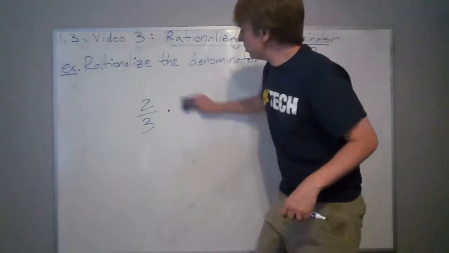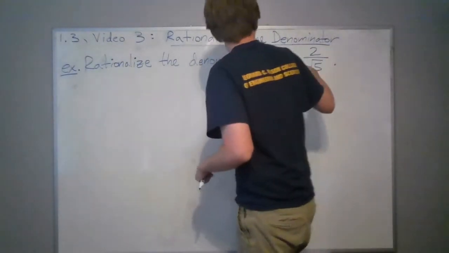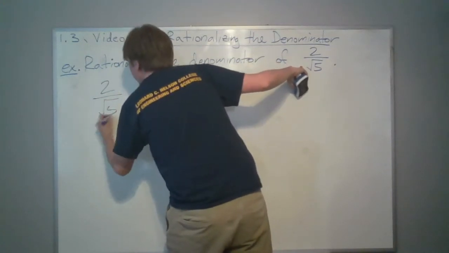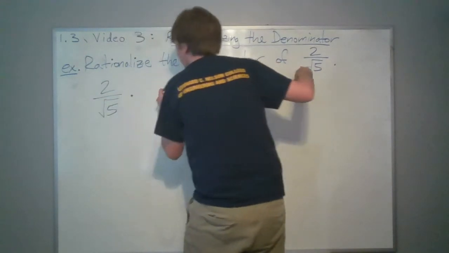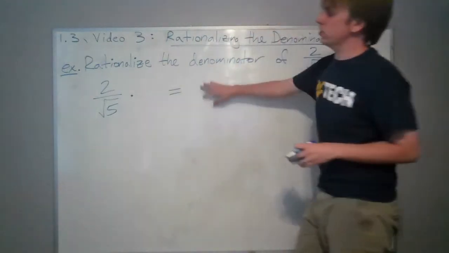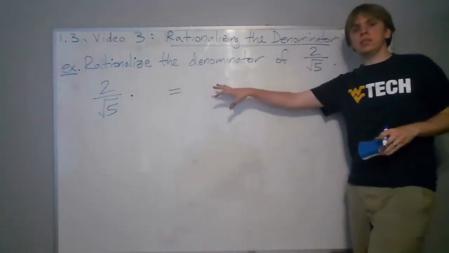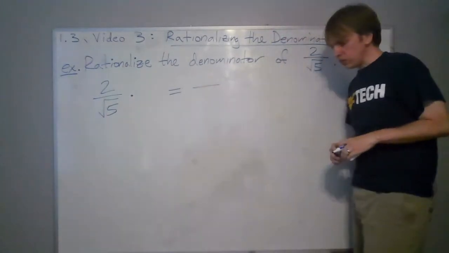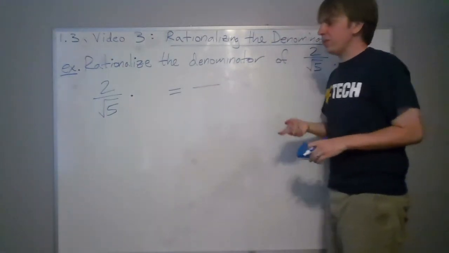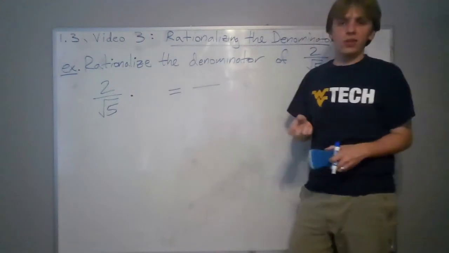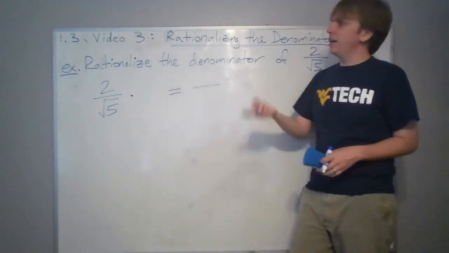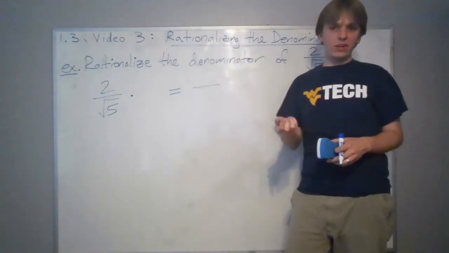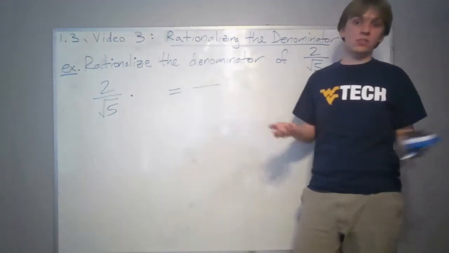Okay, let's try that for this expression. 2 divided by the square root of 5. I want to multiply by something so that hopefully my answer is simpler in the sense that it doesn't have any radicals in the denominator. So we want to multiply the denominator by something so that it no longer has any radicals. And if you think back to the previous video, we said a square root of a square doesn't have a radical anymore. They cancel each other out.